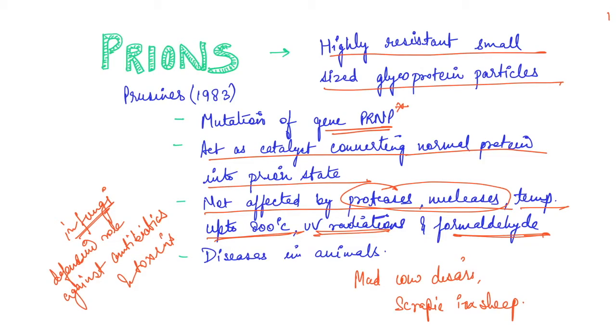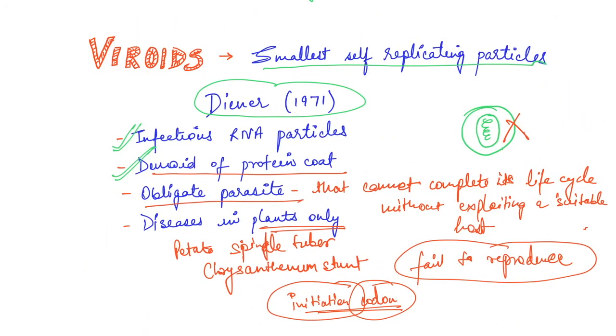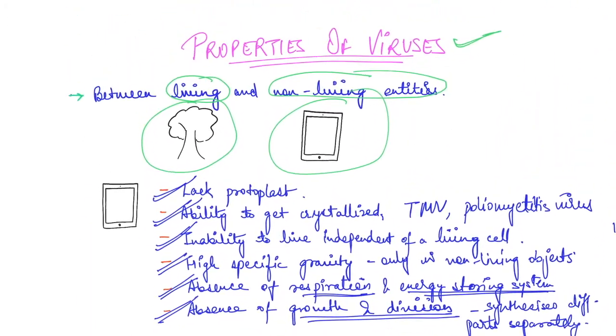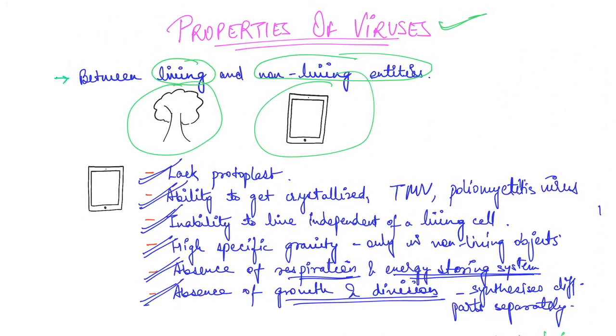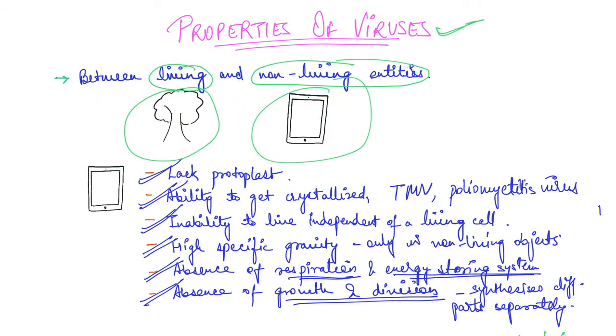So we'll again start with what are the properties of a virus. Okay, so we studied about various properties of viruses. It is an intermediate between living and non-living entities. Like a plant is a living entity, our mobile phones are non-living, definitely. So it is similar to a mobile phone as it lacks protoplast. It has the ability to get crystallized, for example tobacco mosaic virus or poliovirus. It is not able to live independent of a living cell.